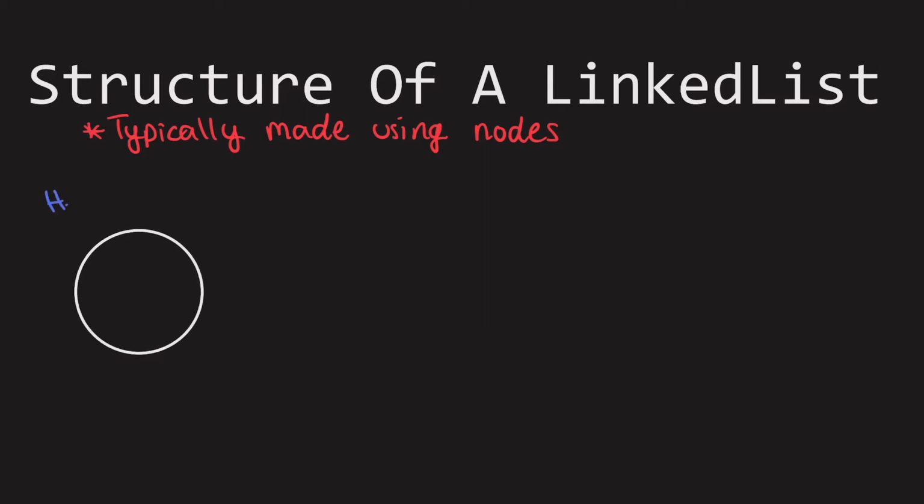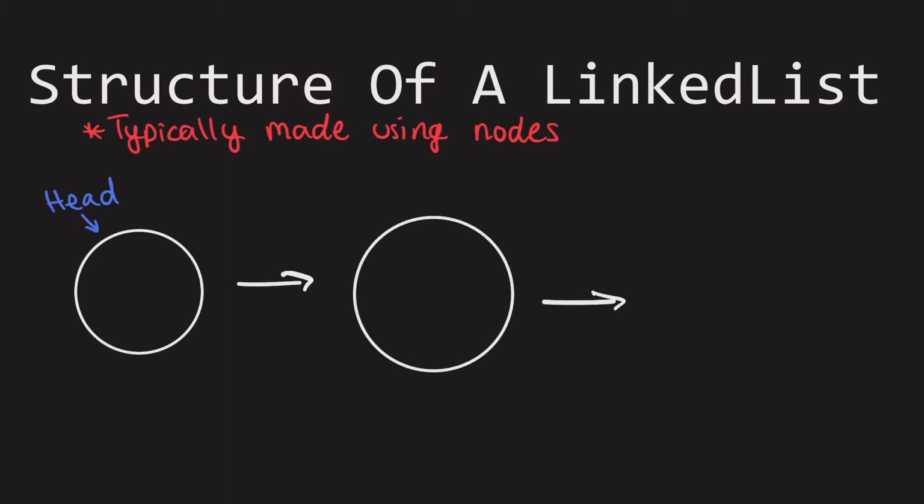Here's a node that will be a part of our linked list. We call this the head because it represents the start of our list. Head is just the global variable which allows us to keep track of the start of our list. This node then points to the next and to the next. And all these nodes are storing some data as well.